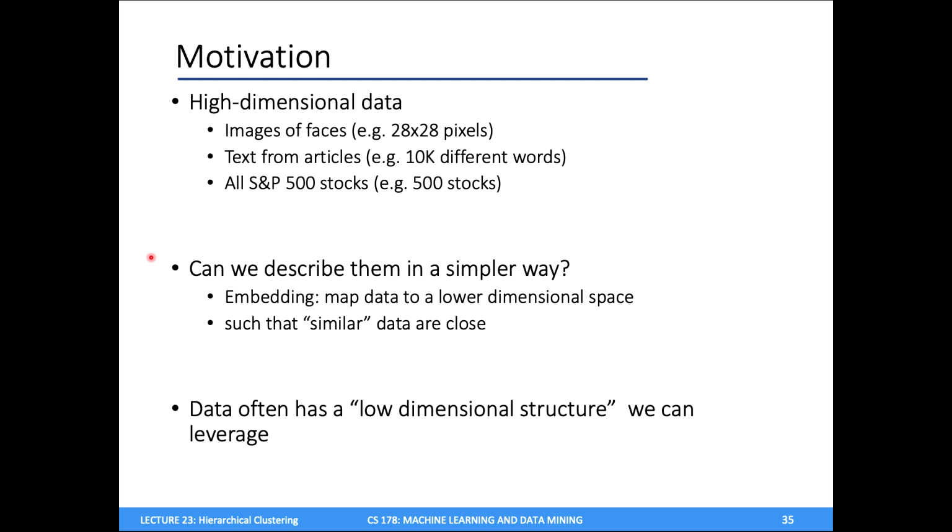And the motivation behind dimensionality reduction is to ask ourselves, is there some way of taking our data and describing it in a much simpler way? What we're going to do here is learn some kind of embedding. And this embedding is a way of taking a data point and mapping it into a lower dimensional space. The idea is that we would like similar data points to be close to one another in this low dimensional space. And the reason this is often possible is because data often has some kind of latent, unobserved, low-dimensional structure that we can leverage to do this kind of embedding.